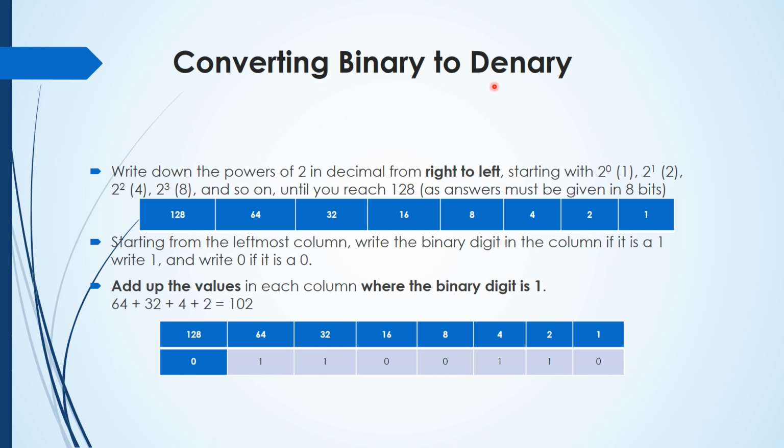Converting binary to denary. So again, we will be making the same baseline of binary. Starting from the leftmost column, write the binary digit in the column. If it is 1, write 1 and write 0 if it is 0. Add up the value in each column where the binary digit is 1. So see, we have just represented the number 0, 1, 1, 0, 0, 1, 1, 0. So just add all the column values where the binary digit is 1: 64 plus 32 plus 4 plus 2. So 102's binary is 01100110.